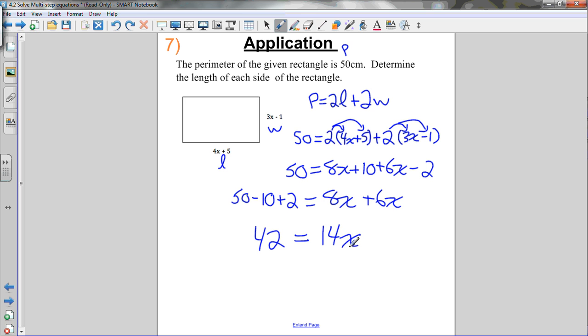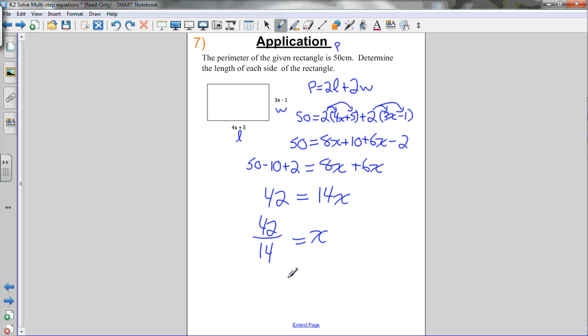Now I need to get this x by itself by moving this 14 to the other side. Right now I have 14 times x on the right, so to bring this 14 to the left, I must divide by 14, because dividing by 14 is the opposite of multiplying by 14. So on the left, I have 42 divided by 14 equals x. 42 divided by 14 is 3. So that tells me 3 equals x. That means that x equals 3. Okay? So the value of 3 is the value of x that makes this equation true. So if I plugged in 3 for x, it would make the left side equal the right side.